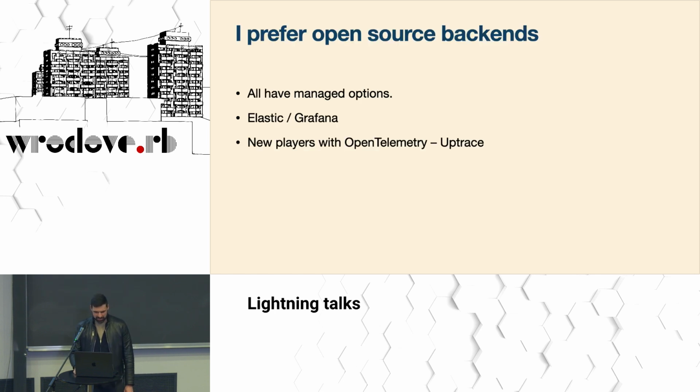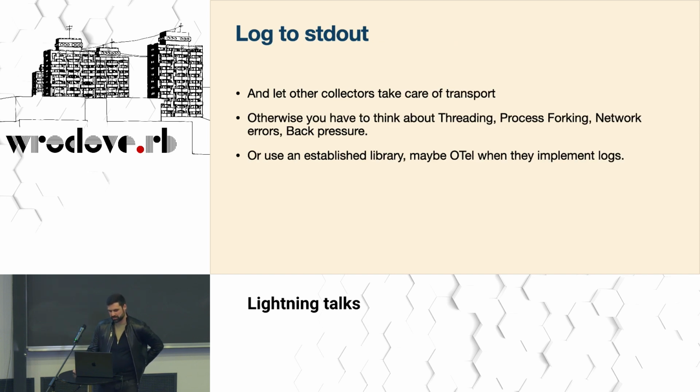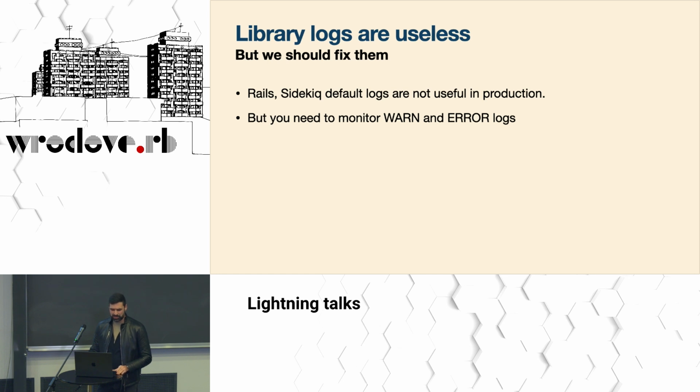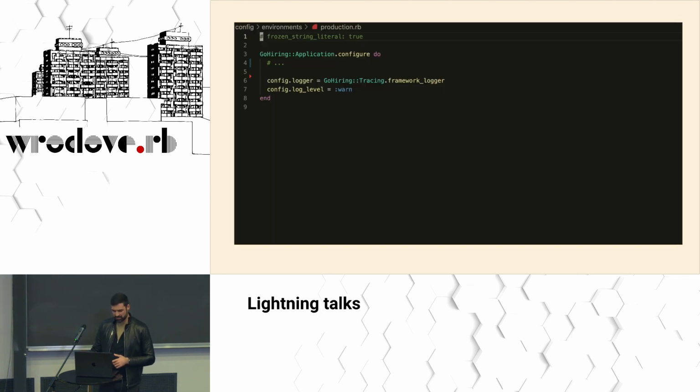Okay, so let's go with an open source backend. For what kind of backends to use, I prefer open source alternatives like Elastic and Grafana, and with the OpenTelemetry standard, you can actually switch. Another good practice is to log to stdout, and you don't need to care about threading, process forking, network errors, and back pressure that you would if you implemented the client, or use the OTel libraries that take care of all of that. In general, library logs in the Ruby ecosystem are pretty useless, but you need to monitor warn and error messages for logs. And one thing we have done is set a specific logger on the warn level for all library logs.